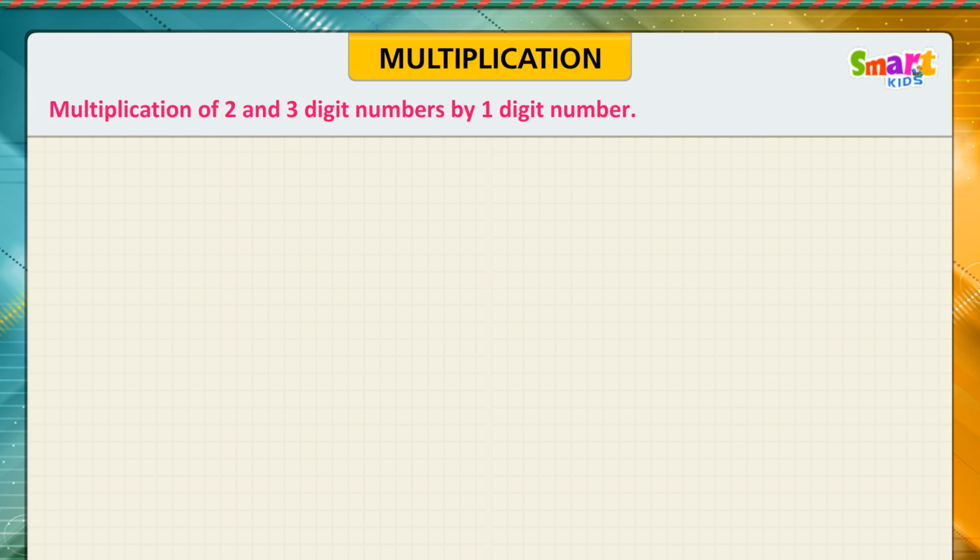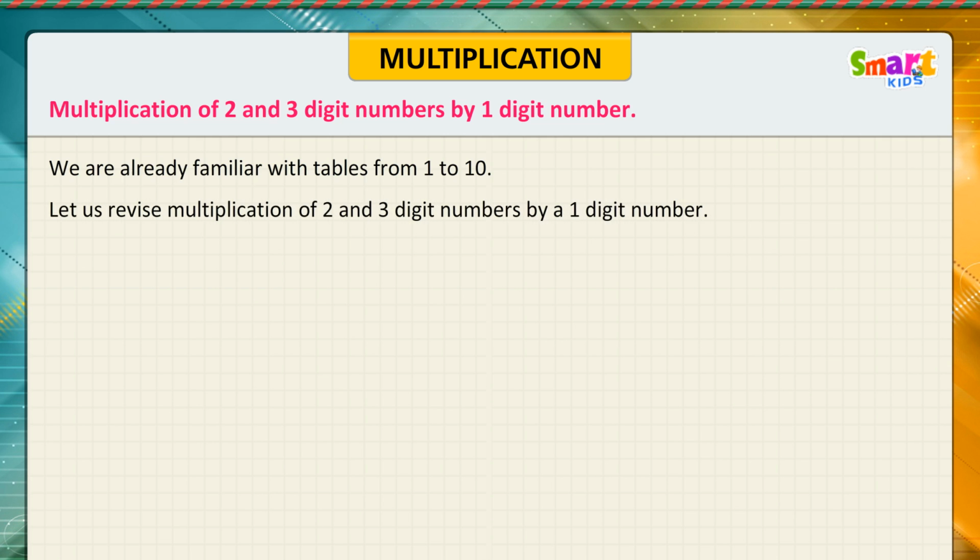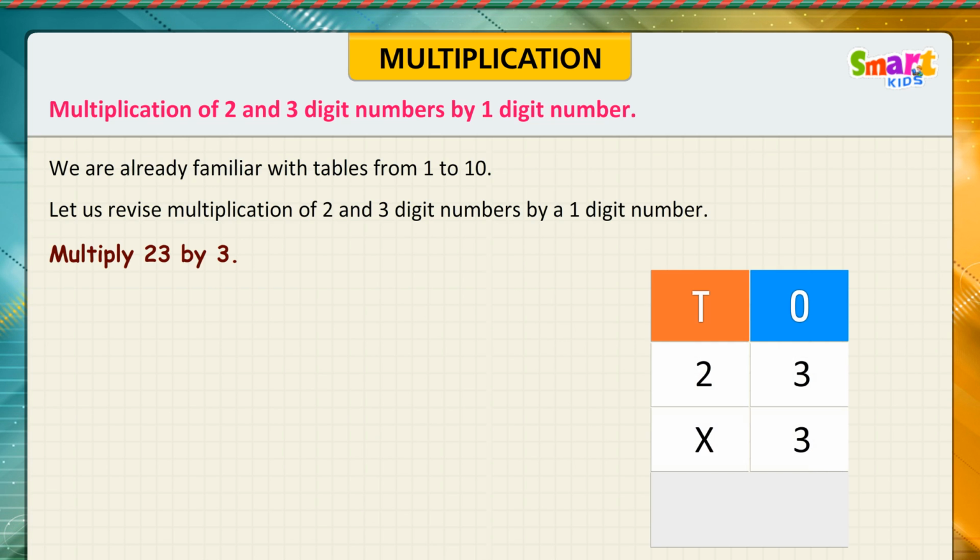Multiplication of 2 and 3 digit numbers by 1 digit number. We are already familiar with tables from 1 to 10. Let us revise multiplication of 2 and 3 digit numbers by a 1 digit number. Multiply 23 by 3. See the multiplication.